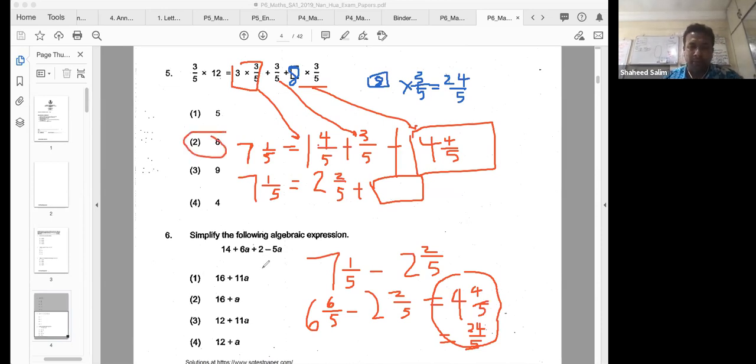Now, algebraic expression, to simplify, we group the A together. Remember the sign is in front. 6A minus 5A is equals to 1A. But 1A, we call it A. Then 14 plus 2, 16. A plus 16 or 16 plus A, which is number 2.